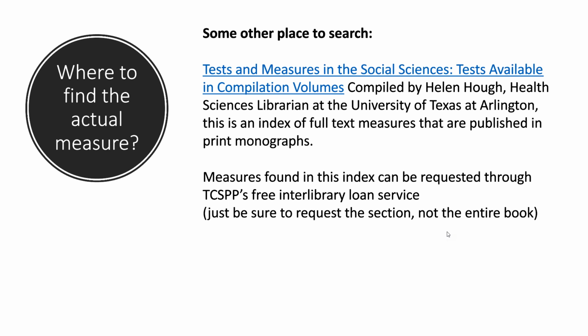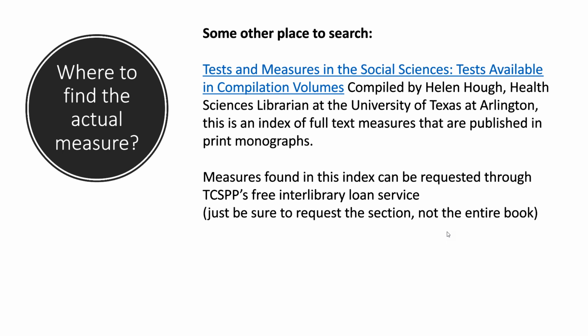Another place to search, which is kind of interesting, is the Tests and Measures in the Social Sciences website. It's compiled at the University of Texas at Arlington. And it's an index of full text measures that are published in print books. Or we also call them compilation volumes. There's quite a bit that is available through these print volumes. And you can search through all of them in this link here.